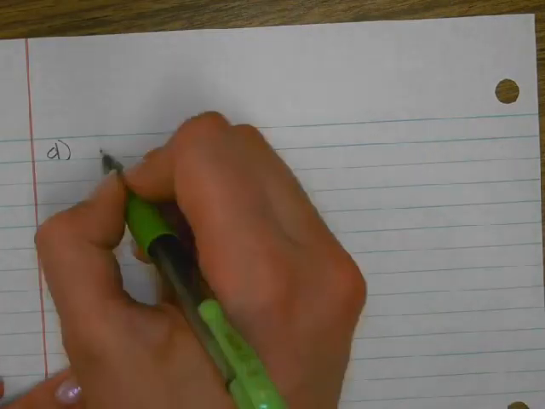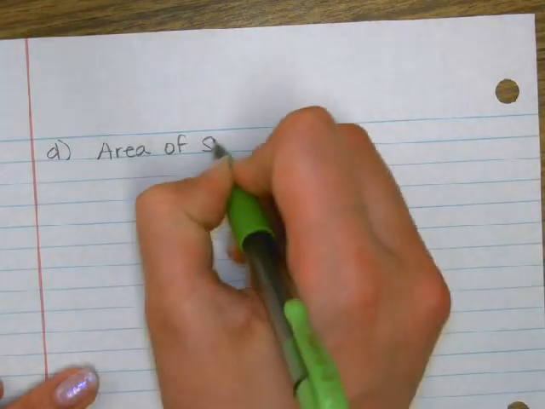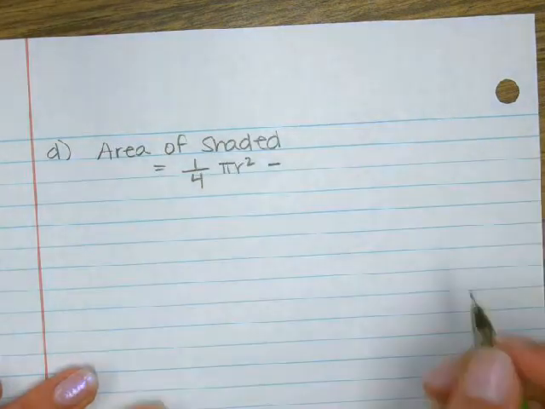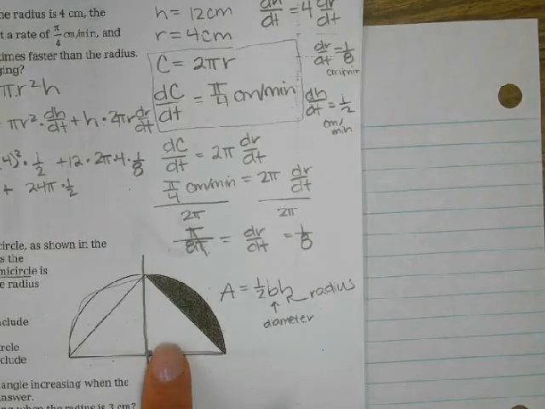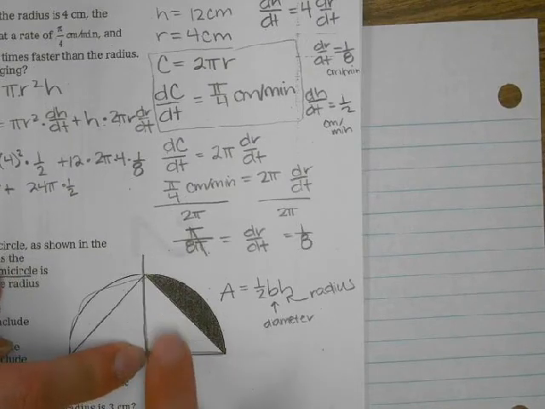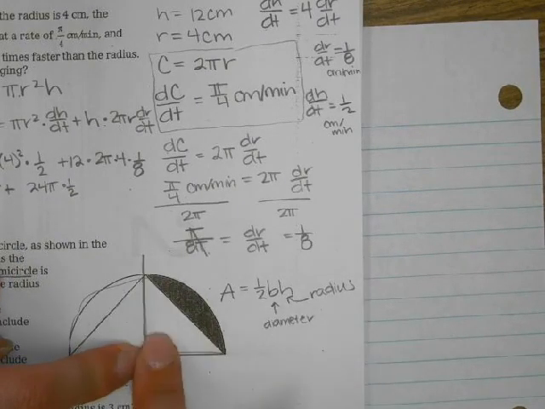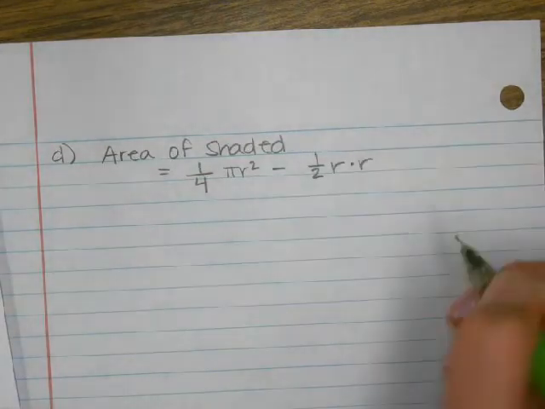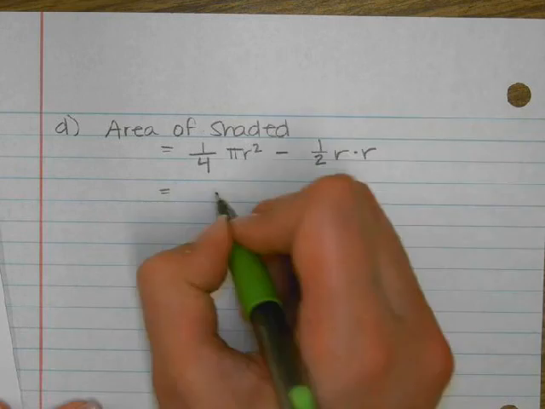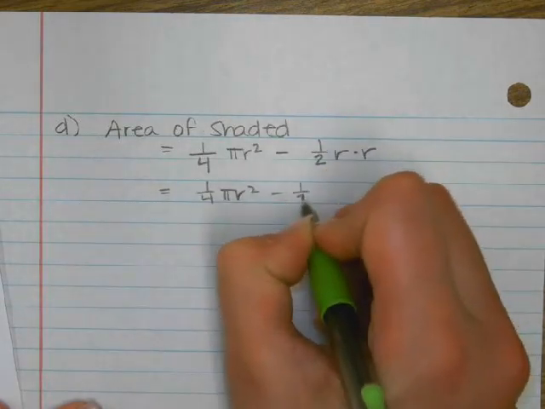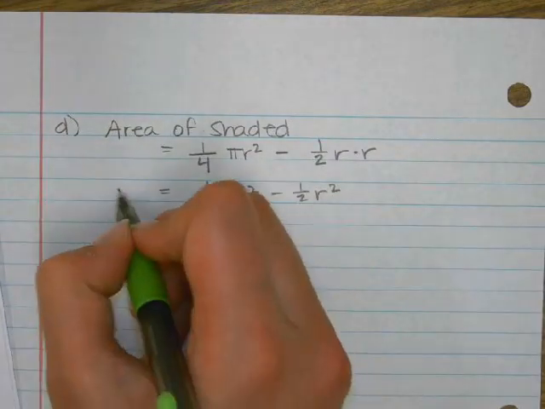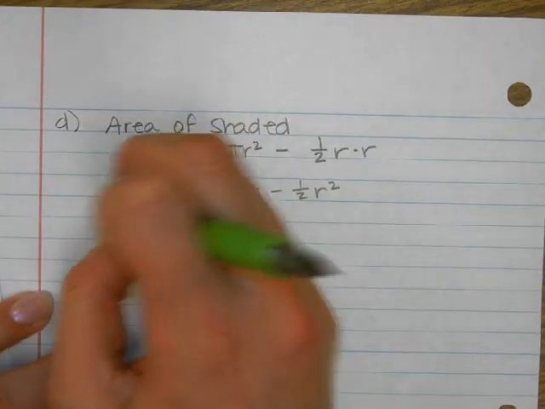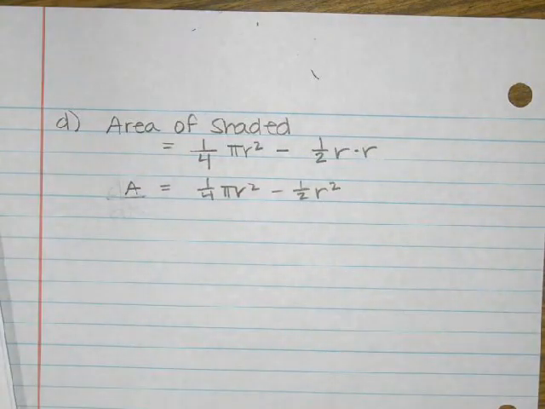So the area of the shaded region is going to be 1/4 of the circle minus, we have got to minus off this triangle right here, and the area of this triangle right here is 1/2 of the base, which is the radius, times the height, which is also the radius. So minus 1/2 of the base, which is the radius, times the height, which is the radius. Okay, so that gives us 1/4 pi r squared minus 1/2 r squared. So, that's not dAdt, that's just A. Okay, so now we can go ahead and find the derivative of that to see how it's increasing.